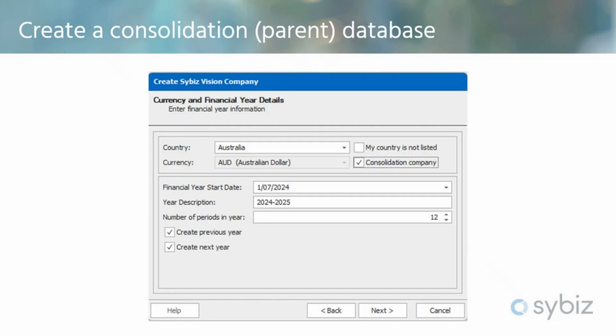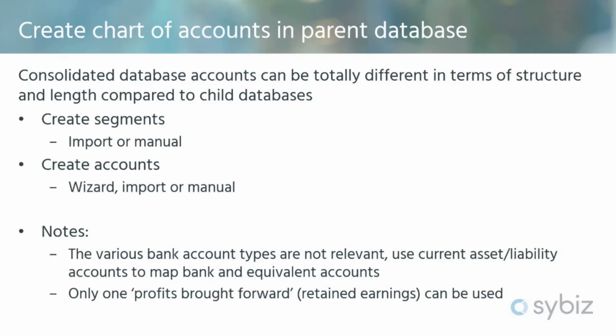But as you go into the consolidation database setup process, there is a little switch that you need to switch on, which is a new switch, the consolidation company. That lets the system know that this is the specialized type of company that you're going to be creating. So that's just something to keep an eye out for. If you want, you can also hit the F1 key as you walk through that process. The context sensitive help will give you more detail on that as well.